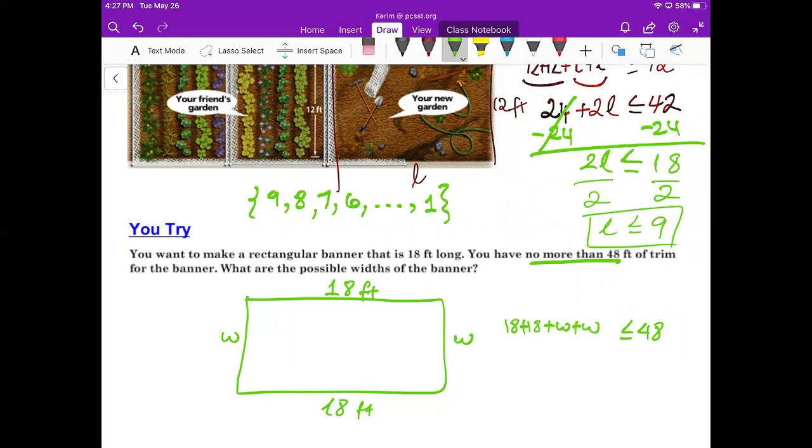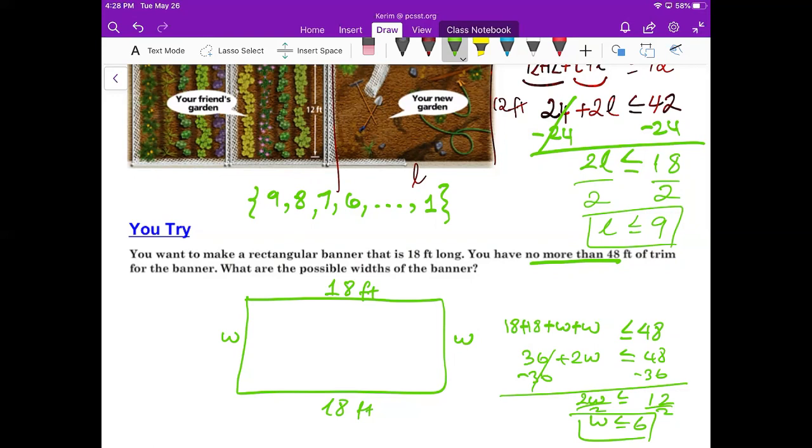So that gives us 36 plus 2W less than or equal to 48. Subtract 36 from both sides, undoing addition: 2W is less than or equal to 12, and then W, if you divide both sides by 2, is less than or equal to 6. So that means our answer, if you would like to express it in one sentence, is that the width W is less than or equal to 6.